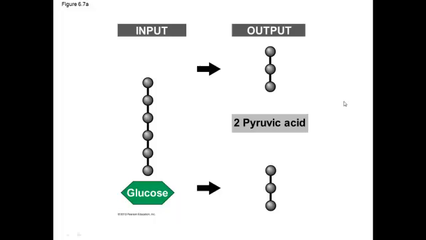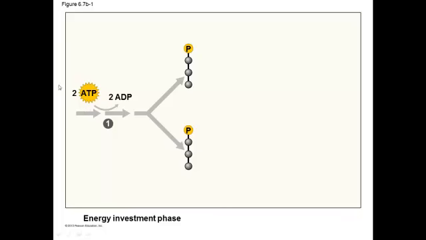The overall look at glycolysis: your input is glucose, your reactants are glucose, and your output, or your products, are 2 pyruvic acid molecules. So one glucose makes 2 pyruvic acids. And this is how we start.